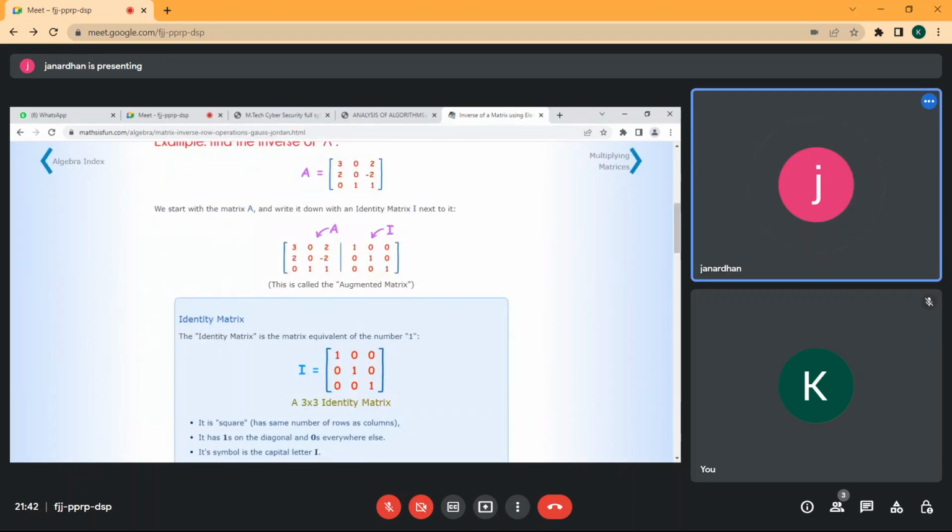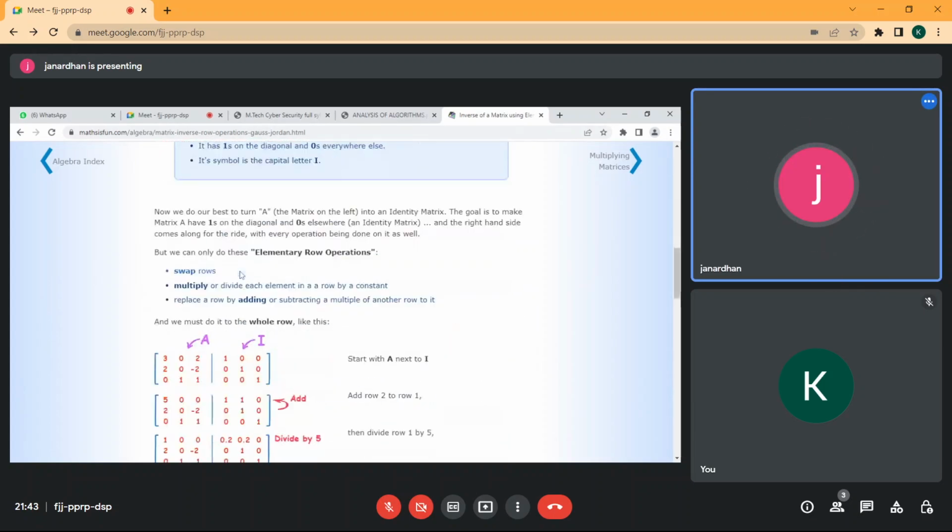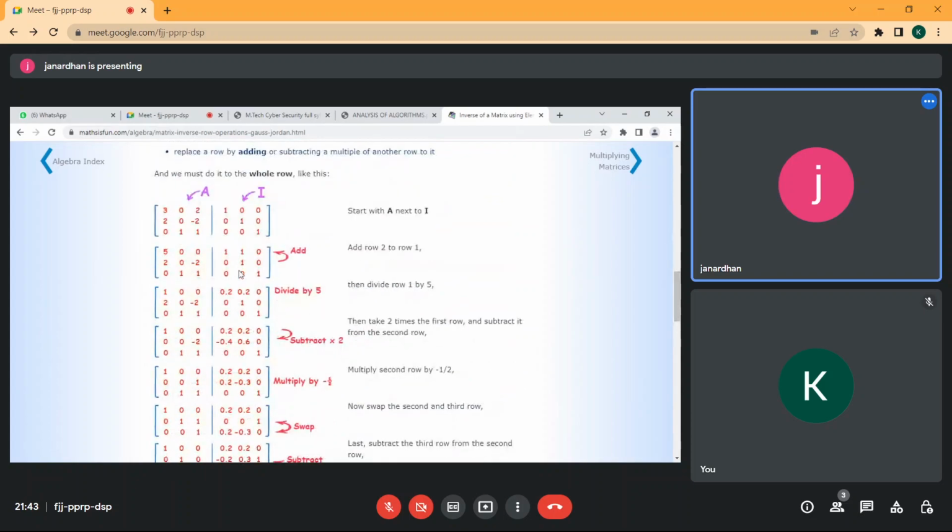Next up, how to find the inverse of 3 by 3 matrices. A equal to 3, 0, 2, 2, 0, minus 2, 0, 1, 1. We start with matrix A and write it down with an identity matrix I next to it. I is nothing but the identity matrix 1, 0, 0, 0, 1, 0, 0, 0, 1. This is the A matrix. This is the I value.